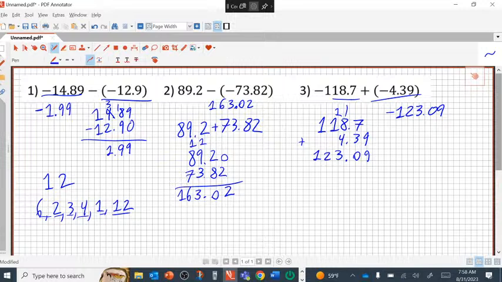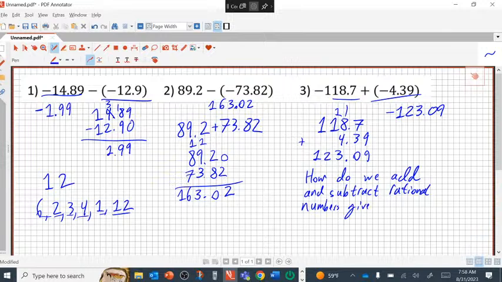All right, let's see here. Can I get a little bit of help up here? Andy, what's our first essential question today? How do we add and subtract rational numbers given to us as fractions?